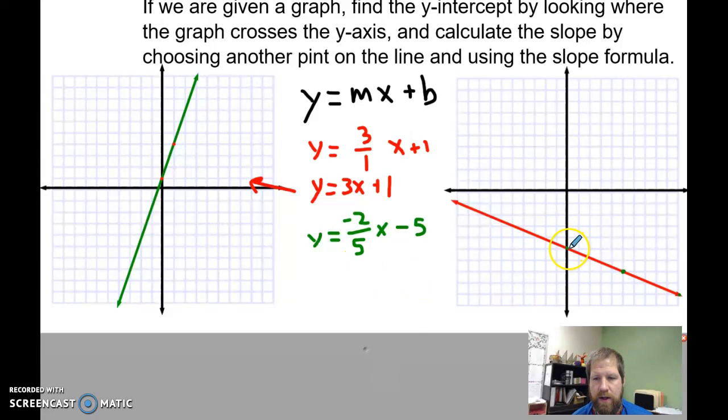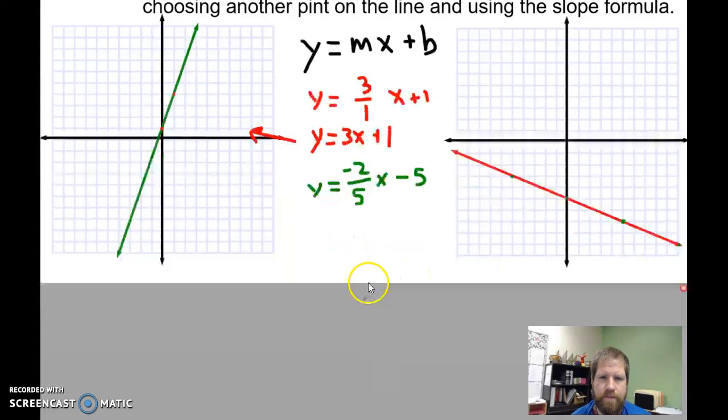Same thing as if we went this way. If we came this way, we would have come up with a positive 2 over a negative 5, and either way, that's going to be the same slope. Negative 2 over 5 and 2 over negative 5 are the same thing.